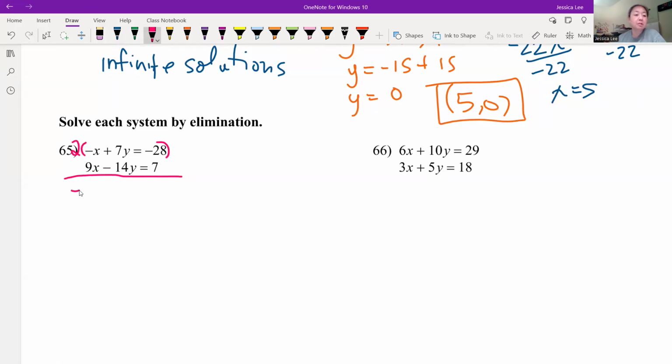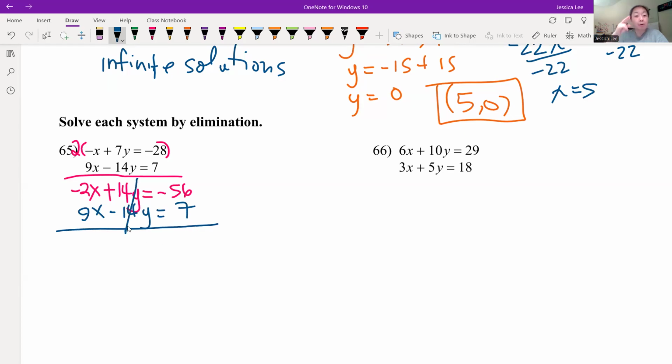So 2 times -x is -2x. 2 times 7y is going to be plus 14y. And is equal to 2 times -28, which is going to be -56. Okay, I'm going to just copy the bottom one down. So we got 9x minus 14y is equal to 7. And if you notice, now when I add them up, y's cancel out. 14y minus 14y is 0. And we got -2x plus 9x, it's going to be 7x is equal to -49.